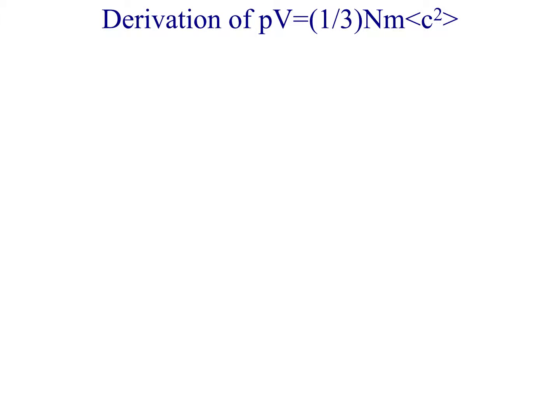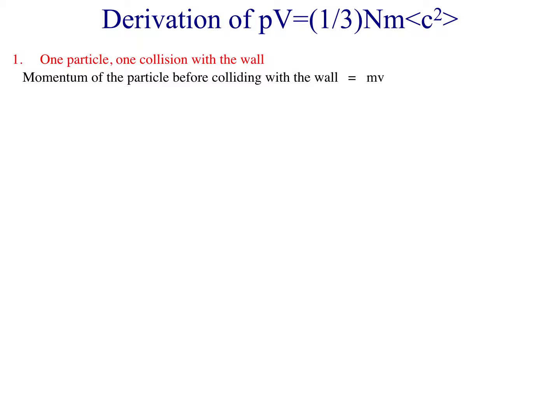On this slide, we have a translation of the steps we described on the previous slide in terms of mathematical details. So let's consider first one particle. It's making just one collision with the wall, kept perpendicular to the x-axis, and the wall's cross-sectional area is A. Let's keep these in mind. The momentum of the particle before it collides with the wall is simply equal to its mass multiplied by its velocity, so mv.